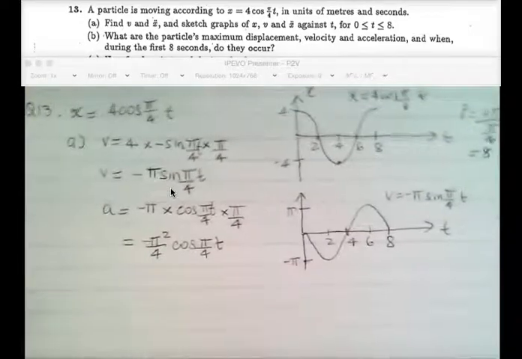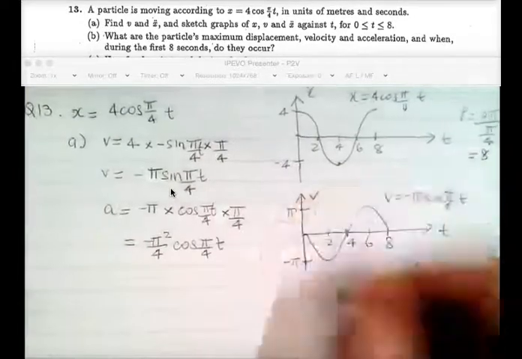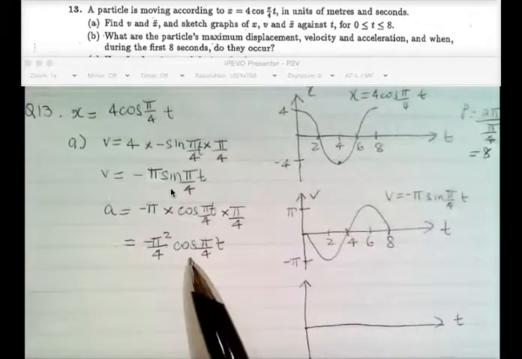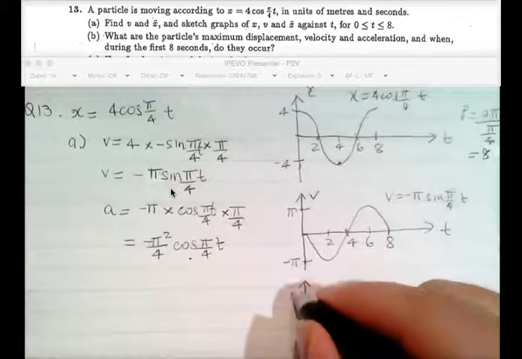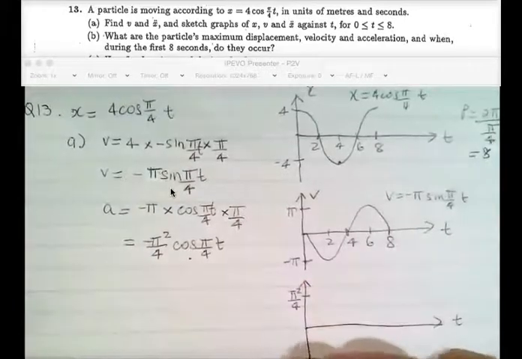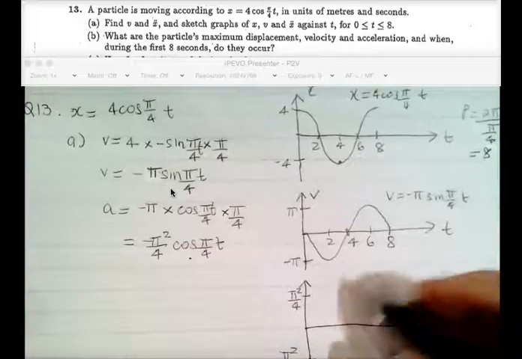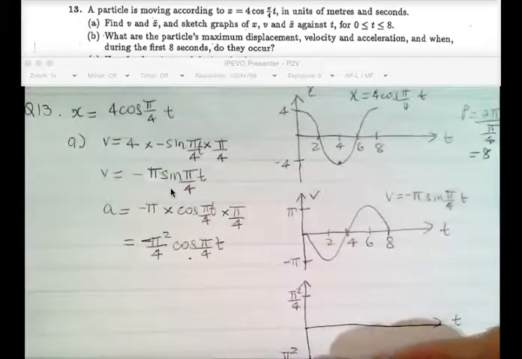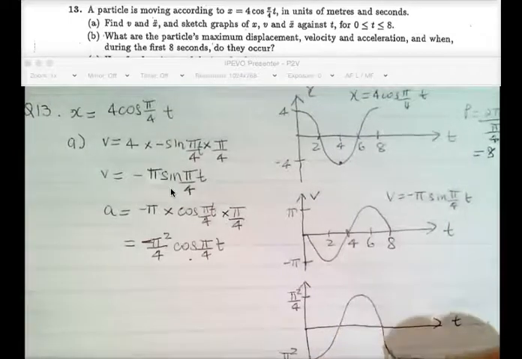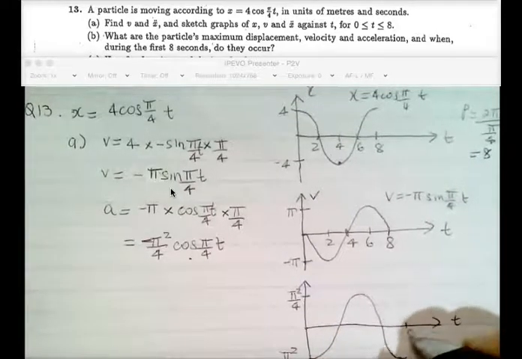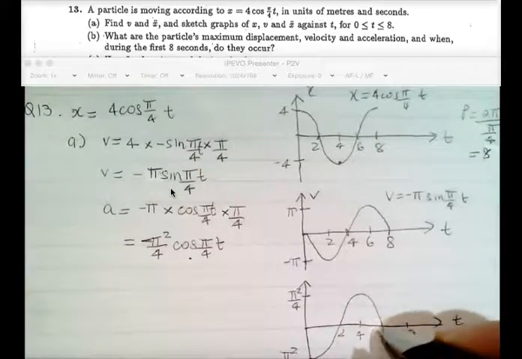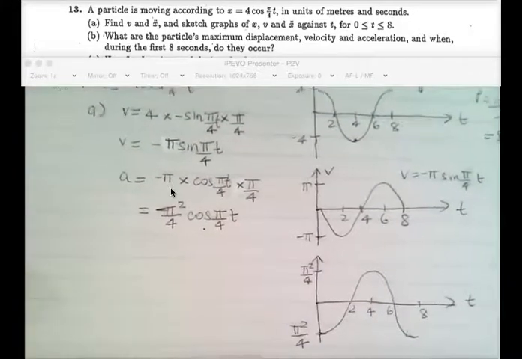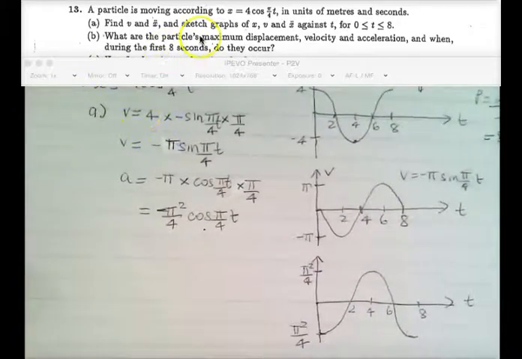Now for acceleration graph, that's velocity. Acceleration is a cos curve. The amplitude is pi squared on 4, but it's a negative cos curve. This is a negative here. So instead of going like that, it starts from here and goes like this. Again, we've got 8 seconds. So this is 4, 2, and 6. Okay, and the amplitude's pi squared on 4. Okay, so that's part A.